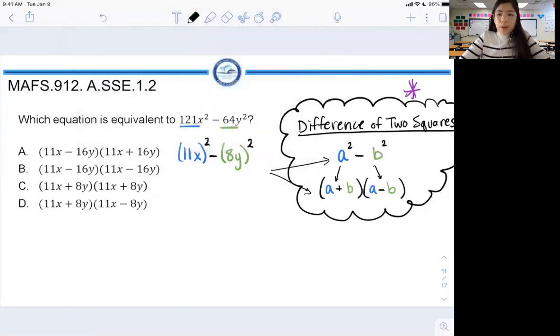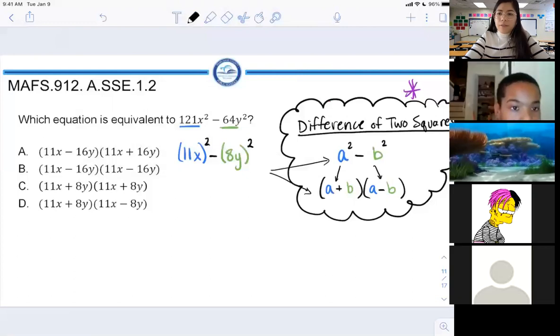The difference of two squares is when you have something to the power of 2 minus something else to the power of 2. So in this case, what is my A and what is my B? Our A is 11 and our B is 8. But not just 11 and not just 8. I put parentheses there for a reason. 11x squared and 8y squared. Okay, wait, so my A would be... I have a question. Hold on, let me finish this out. So yes, my A would be 11x and my B would be 8y, those two things together.